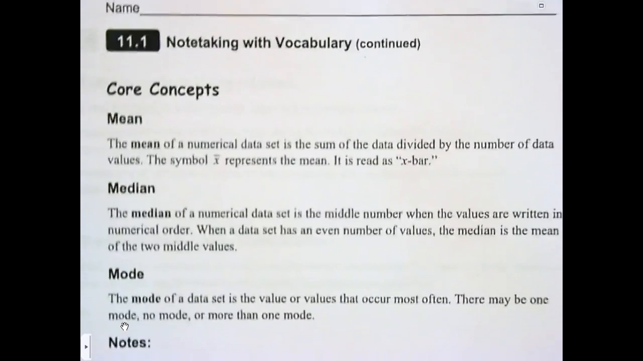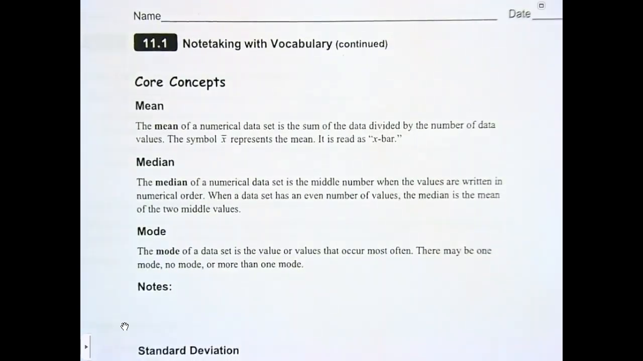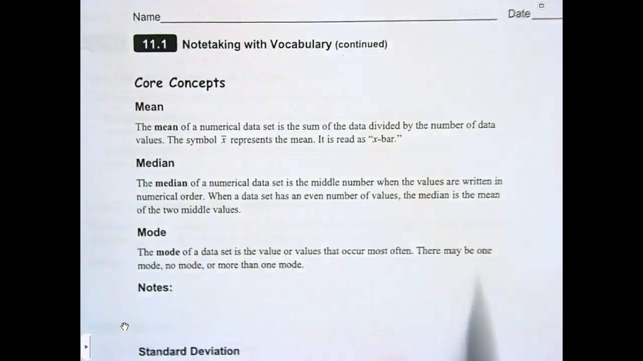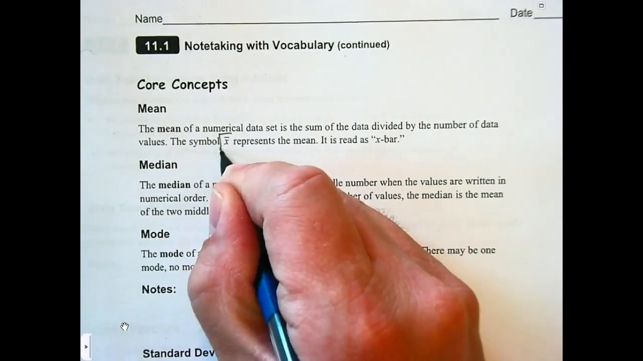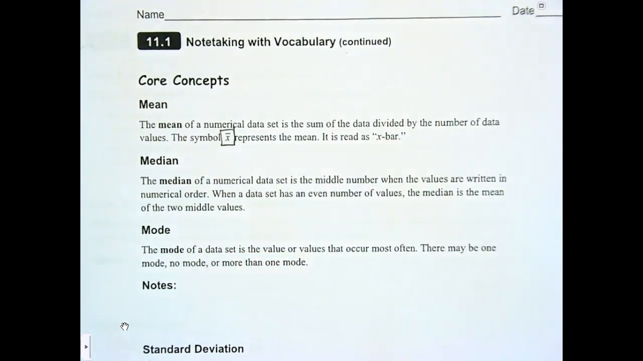Okay, so some things we need to cover. If you look at the next page, it actually defines mean, median, and mode. And please note that this right here is a symbol for mean. It represents the mean, x bar there. You're going to want to know that symbol.